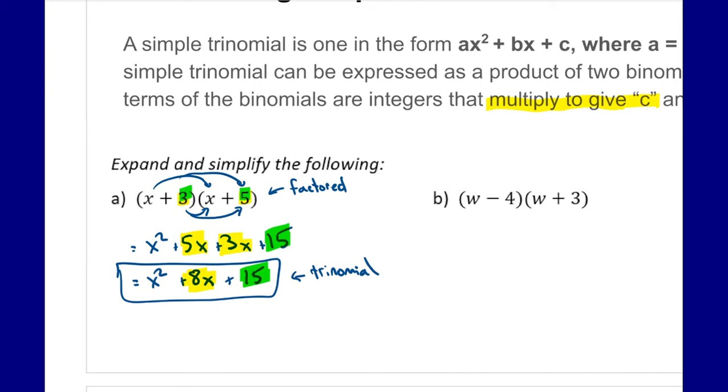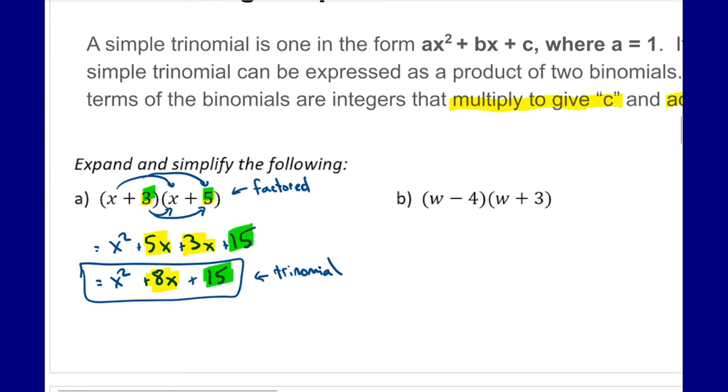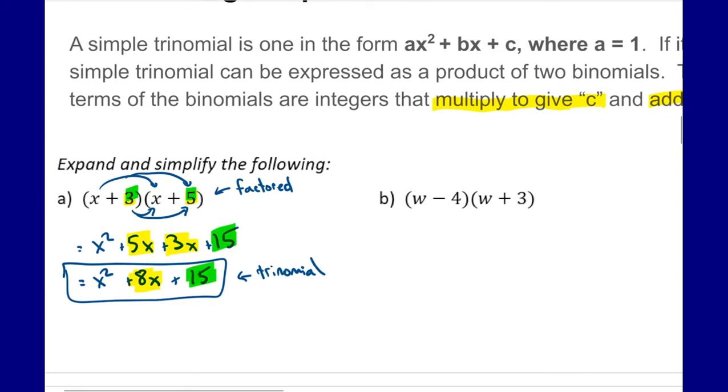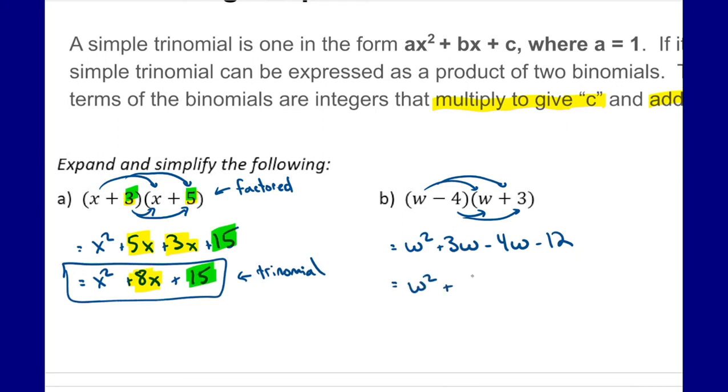That's how we can work backwards, by recognizing the connection that those two constants have with the other terms in our trinomial. Again, the second one, if we go through and expand, w times w is w squared, w times 3 is 3w, minus 4w minus 12. Collect our like terms. We have negative 1w minus 12.